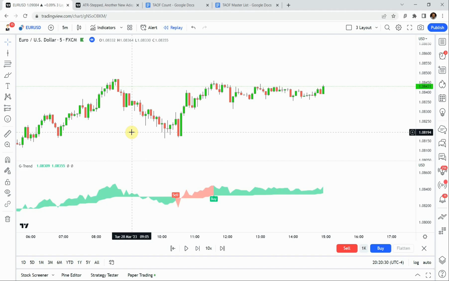Today we will be looking at a 5-minute scalping indicator.